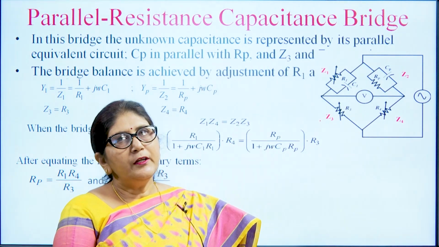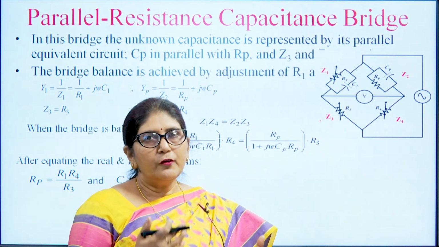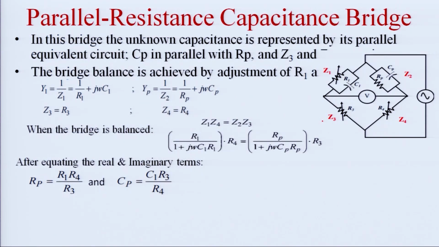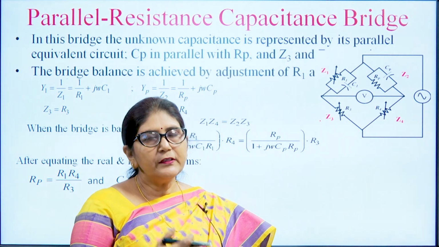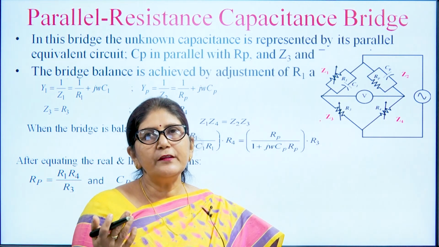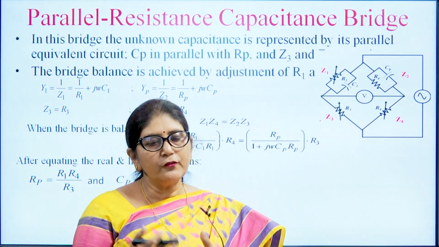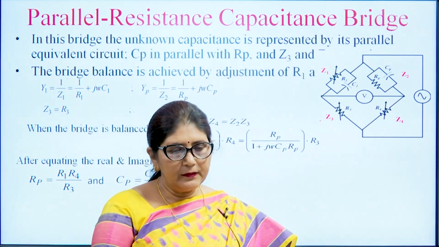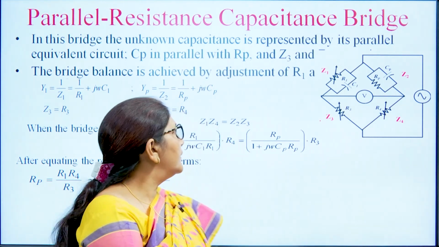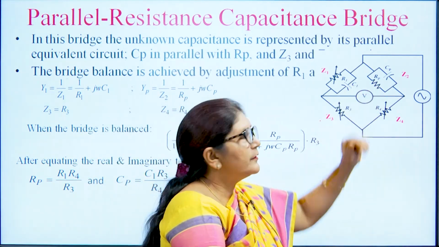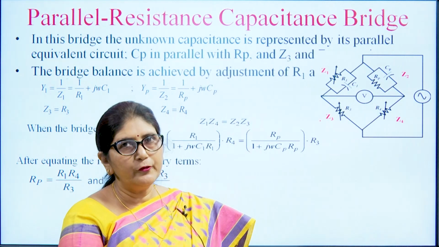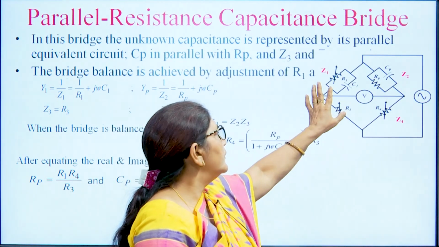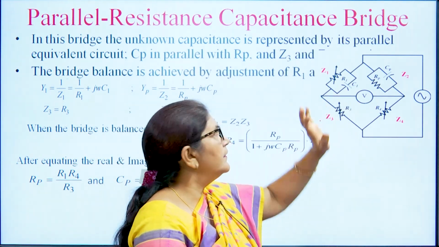Then again we can measure a parallel capacitance combination. Suppose a capacitance is shown in parallel combination with a resistance. To measure that capacitance value, we have to place a parallel resistance capacitance combination in the bridge. Suppose here Cp and Rp are the capacitance and resistance whose values we want to measure, and there is the known standard capacitance C1 and Z1.